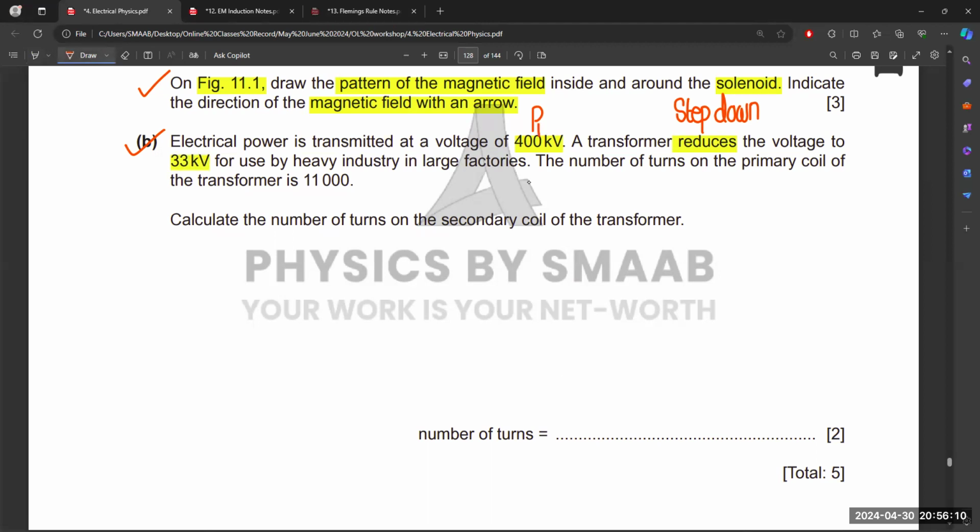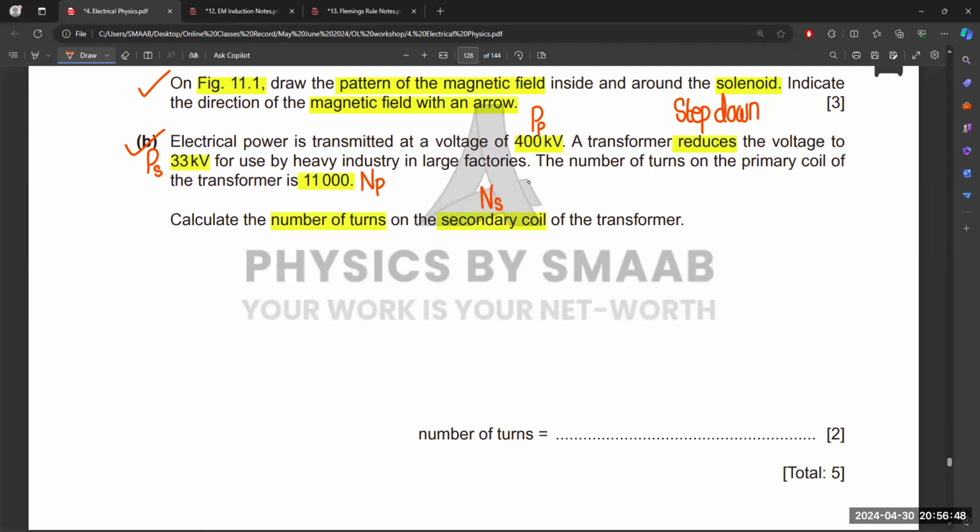So this is primary, this is secondary. Because initially we have 400, we reduce to 33, that will become secondary. For use by heavy industry in large factories, the number of turns on the primary coil of the transformer is 11,000. This is the number of turns in primary. Calculate the number of turns on the secondary coil of the transformer. So we have to find out the number of turns in the secondary coil of the transformer.